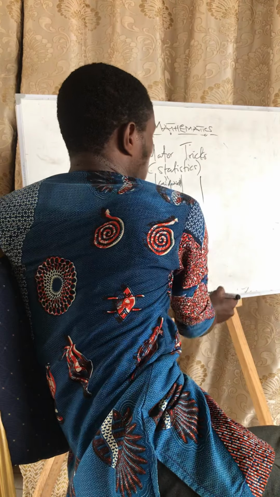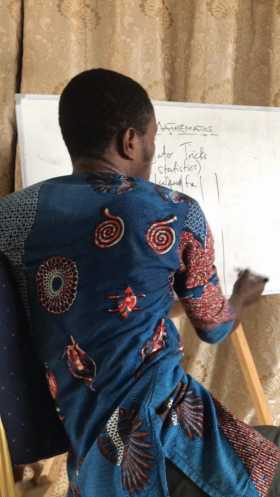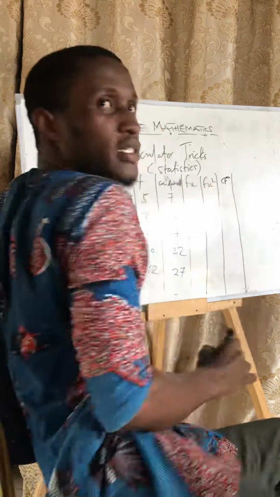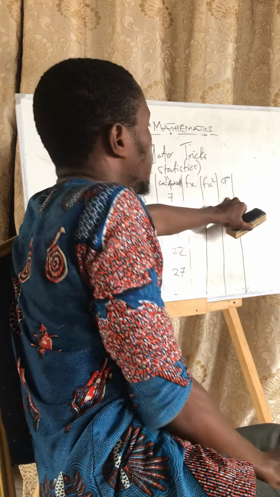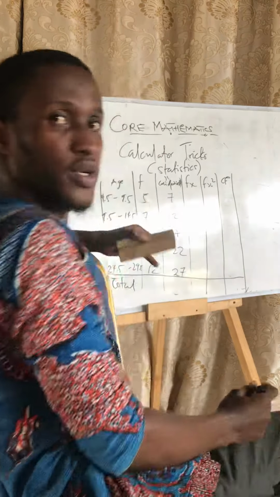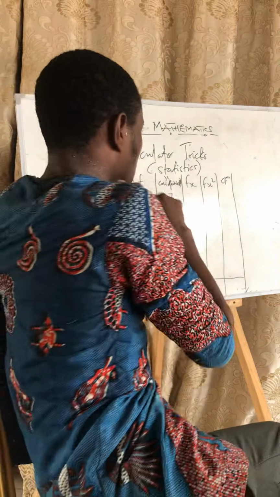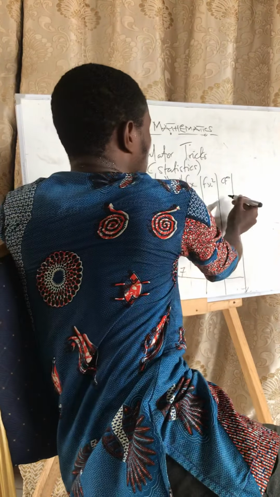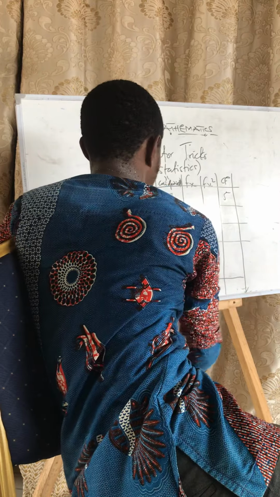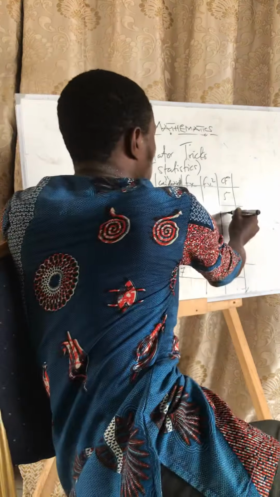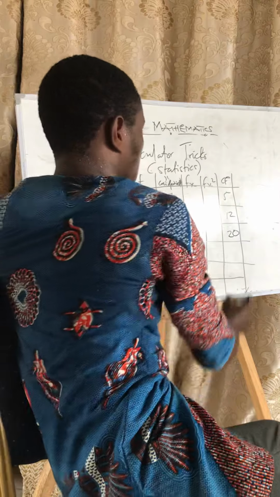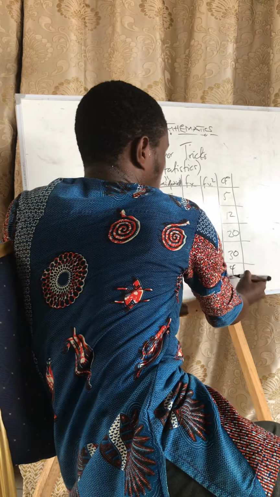So I'll have to create columns for fx, that is f times x, then f times x squared. I will also need the cumulative frequency, so let me write total here so that we fill the table. Cumulative frequency is just adding up the frequencies. The 5 here remains as 5, the cumulative frequency for the first one. The second one, you add this to this so that you get 12. The third one, you add 8 to the 12, then you get 20. Then you add this to this, you get 30. You add this to this, you get 42.